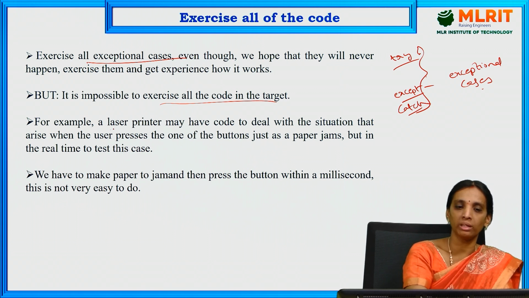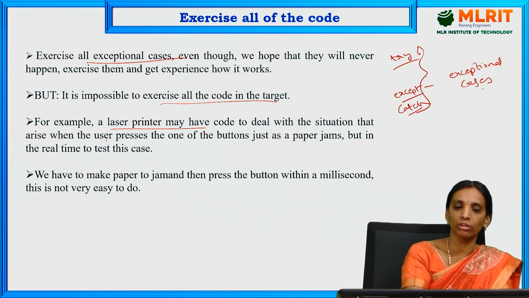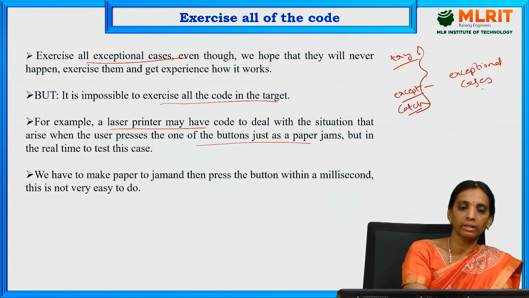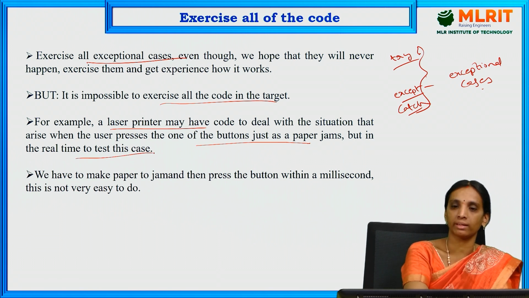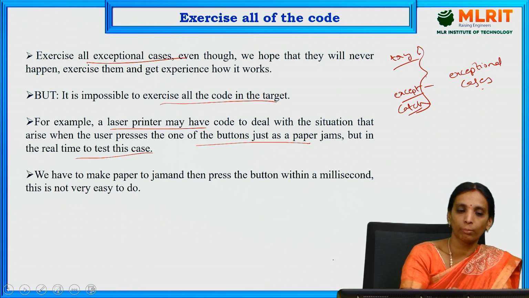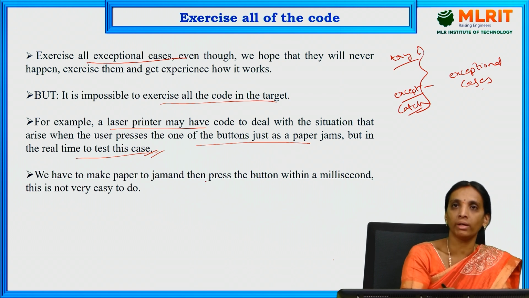For example, a laser printer may have code to deal with a situation where the user presses one of the buttons when the paper jams, but in real time that is the test case. So for the laser printer, if the printing stops in the process, we can use one button which is used for checking for a paper jam. But in practical cases, it wastes a paper and time, and it may be an important document that is lost due to this checking process.